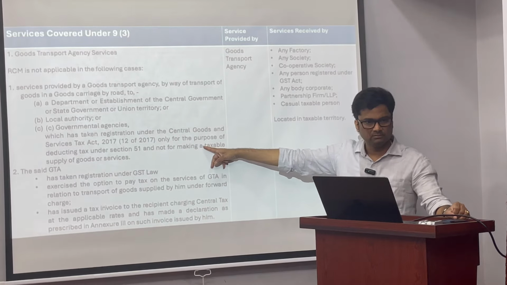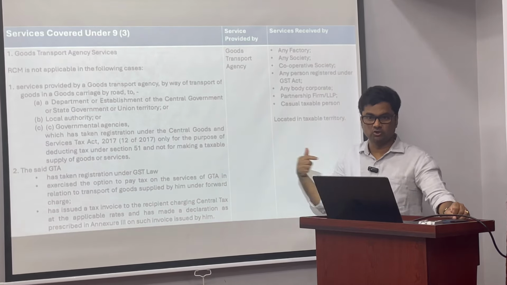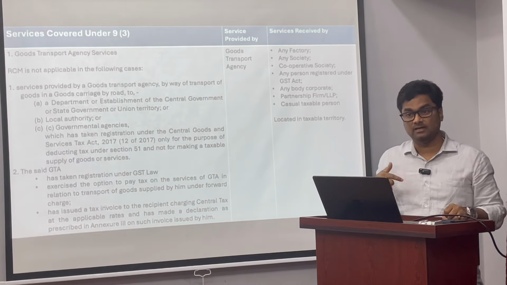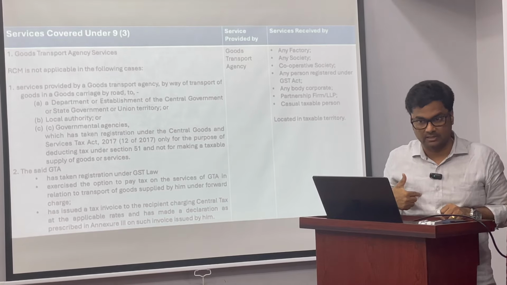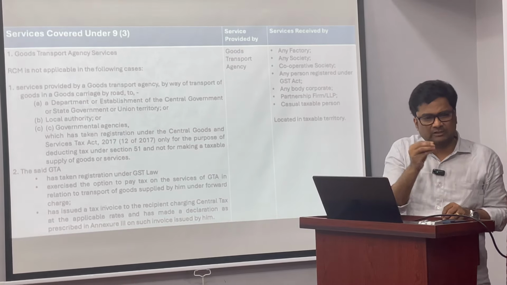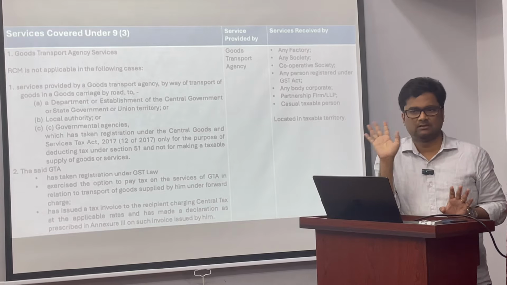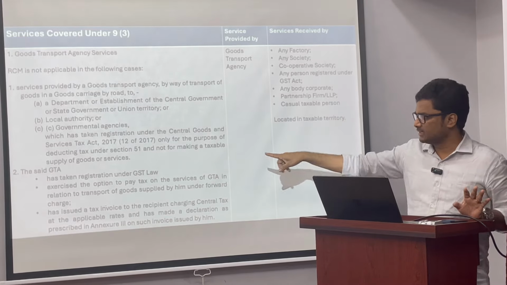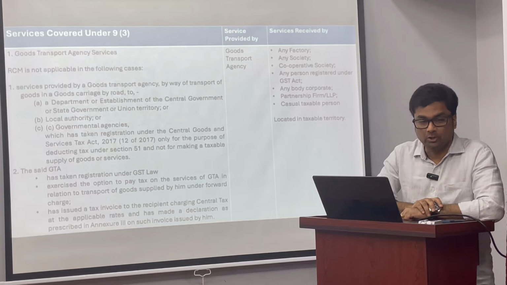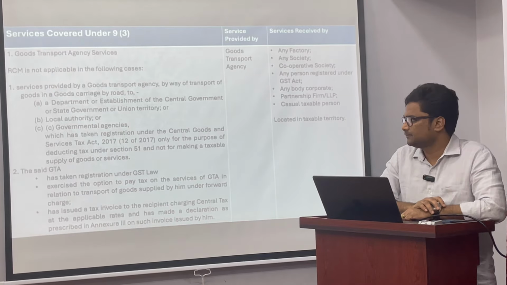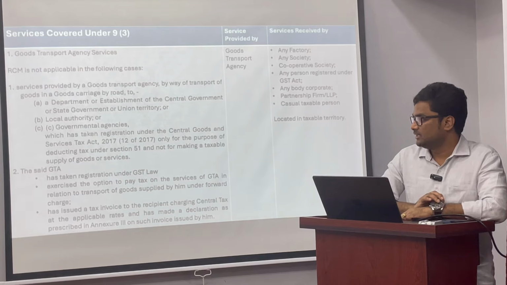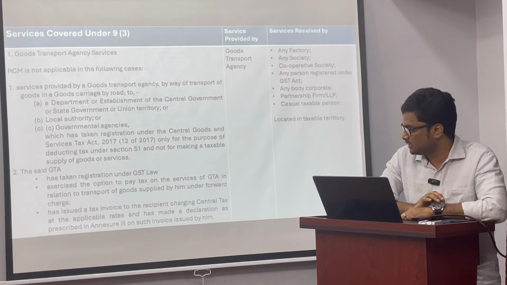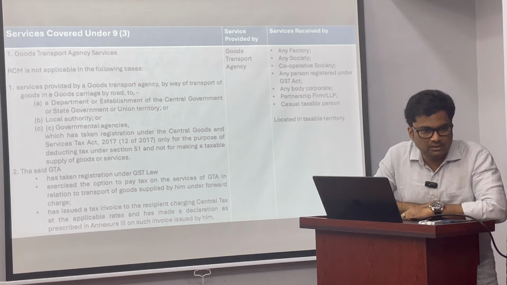Case 1 we understood. In order to be case 1, the service receiver should be a PSU, government department, government organization, government establishment. They are registered but only for the purpose of TDS. RCM is not applicable. Second case, he has taken registration. Who? GTA. Exercised the option to pay tax on the services of GTA in relation to transportation of goods supplied by him under forward charge.